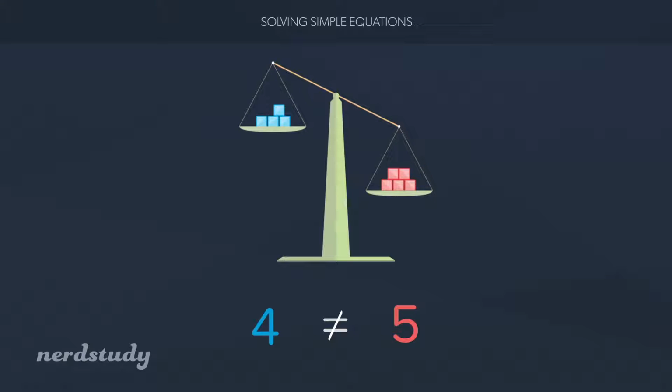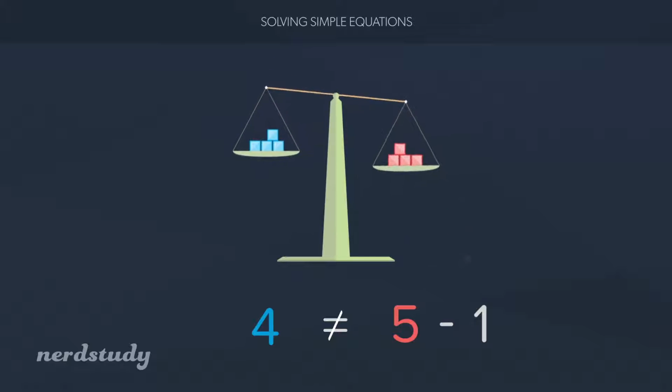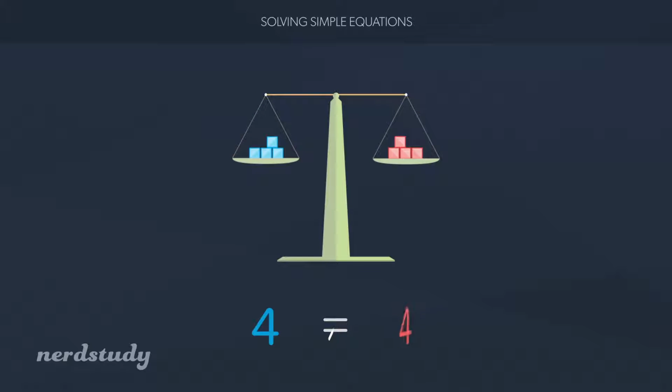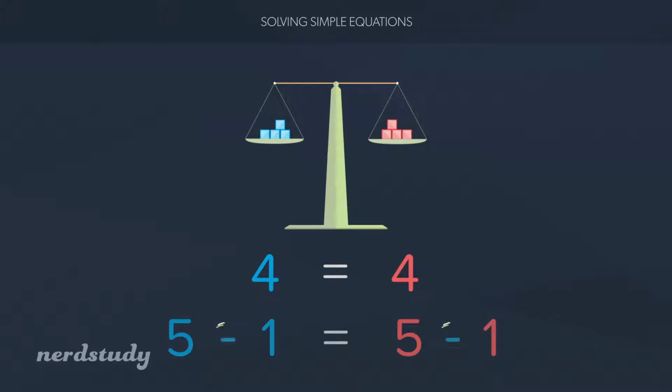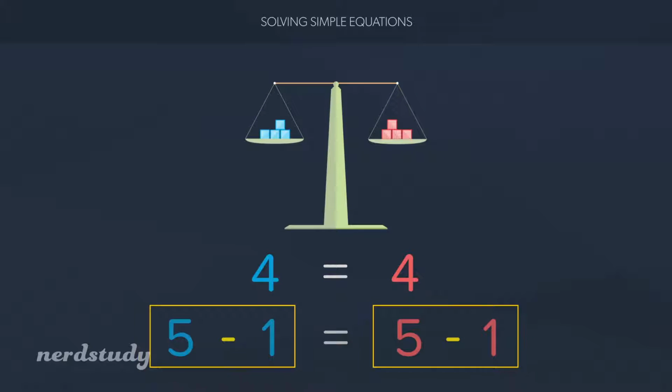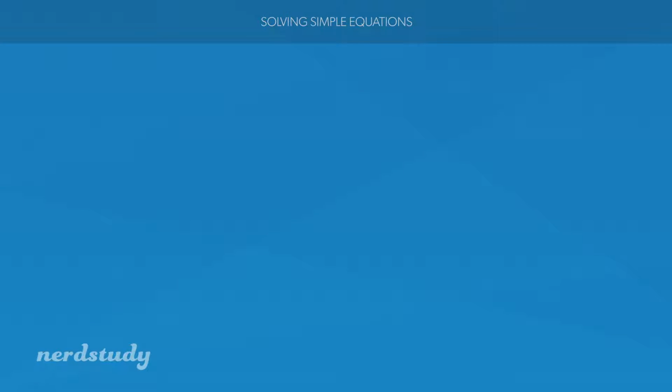As a matter of fact, the only way I can continue to claim that the left side is equal to the right side would be to also subtract the right side by 1. And now we would end up with 4 equals 4. And of course, this is true. We got here by doing the same operations on both sides of the equation. Great. And this is exactly what we did with our simple equation in the beginning of the video.